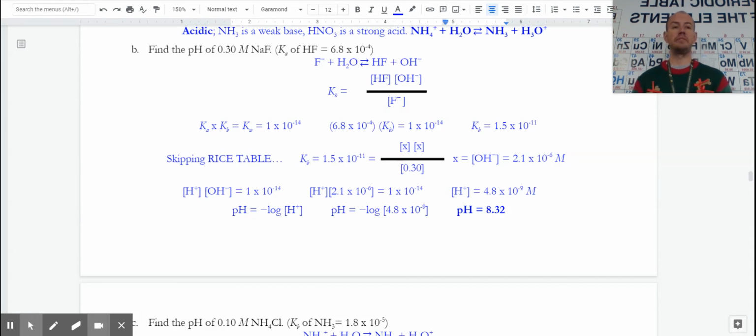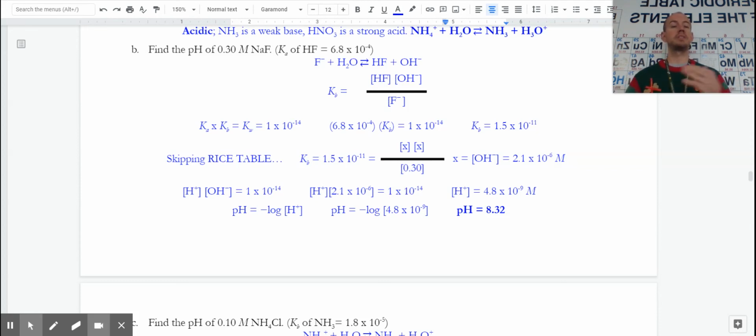The Kb expression we've already written up here, but we don't need to write our RICE table. It's x squared over molarity. Here we have our K, we've got our molarity of the fluoride ion, we've got our x's, and we remember that the x in this case is the concentration of HF and the concentration of OH minus, which is a fairly small value. When we think about that as being hydroxide, we know to get to a pH, we have to change it to hydrogen ion. So we once again use our 10 to the negative 14th. We get our hydrogen ion, and the negative log of that is our pH.